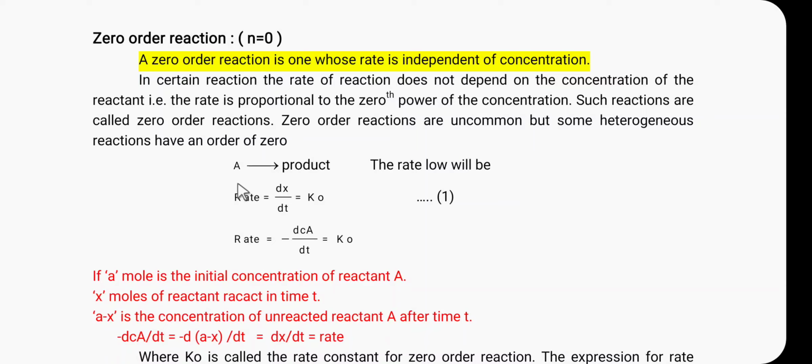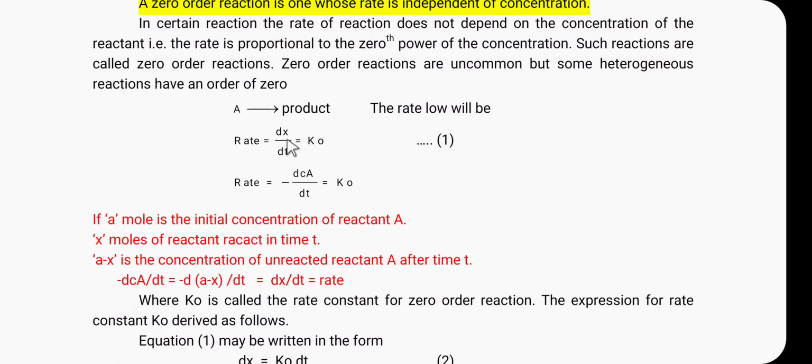So, let us consider a general reaction A which gives product. By applying the rate law or the law of mass action, we can write the rate is equal to dx by dt is equal to k0. This is equation number 1, or rate is equal to minus dCA by dt is equal to k0.